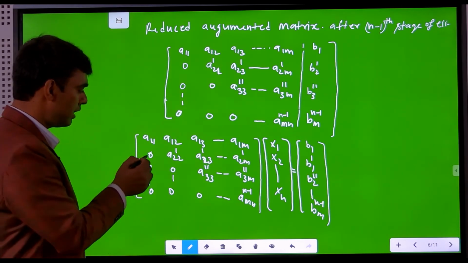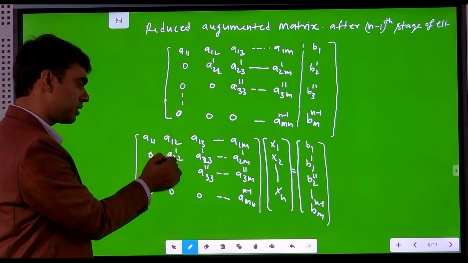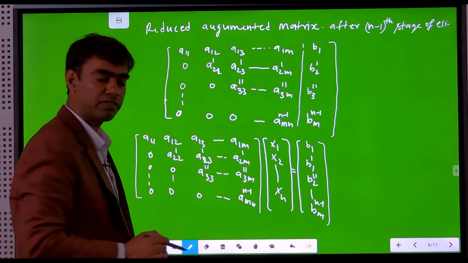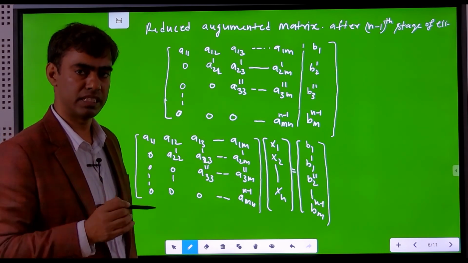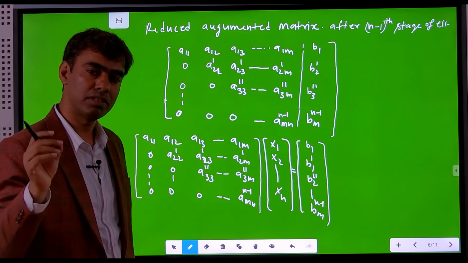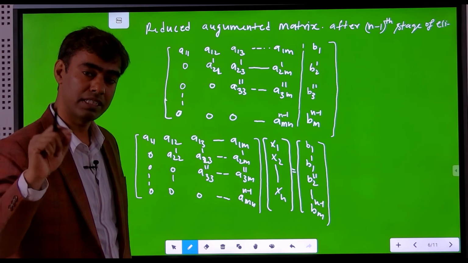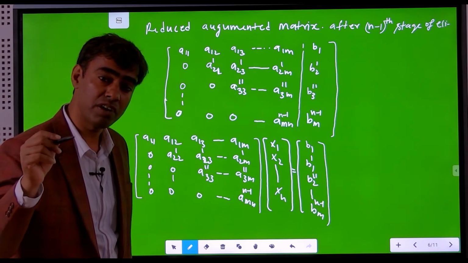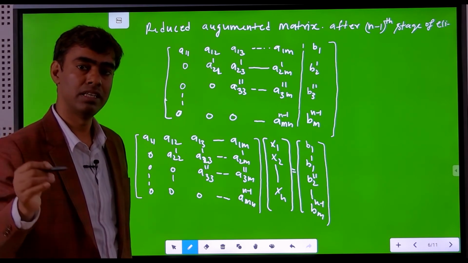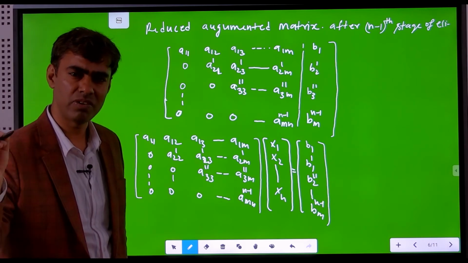First we eliminate the coefficient of x1, then we eliminate the coefficient of x2 from the third equation onward, except the first and second equation. Then we eliminate the coefficient of x3, then we eliminate the coefficient of xn minus 1 in the n minus 1th stage. Due to this reason, this is called forward elimination. First we eliminate x1 except in the first equation, then x2 except in the first and second equation, then x3 except in the first, second and third equation. Successively we eliminate the unknowns. Due to this reason, this is called forward elimination.